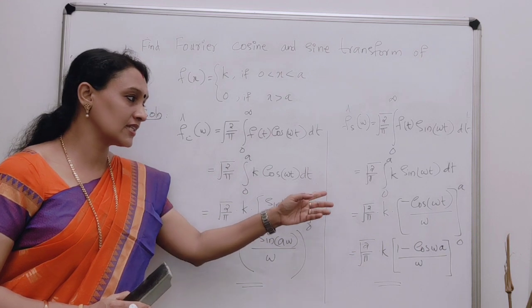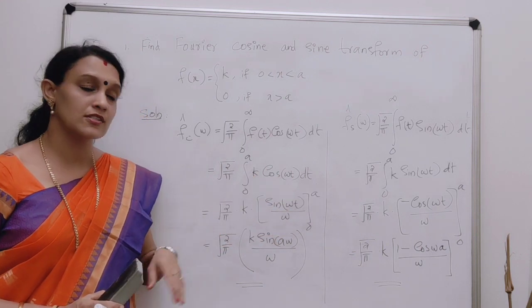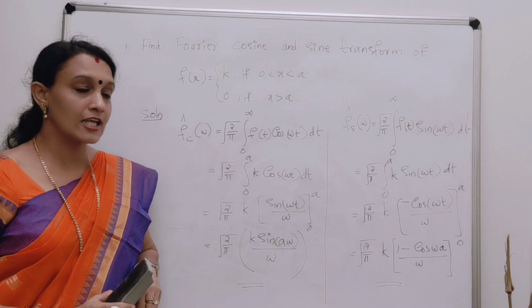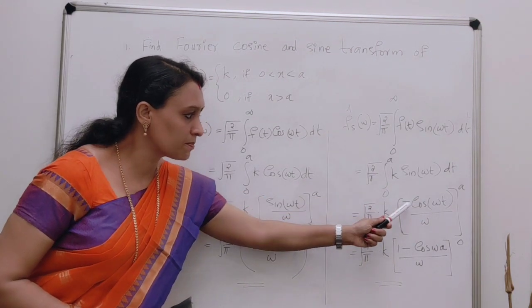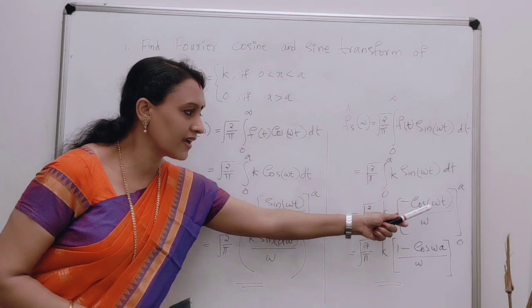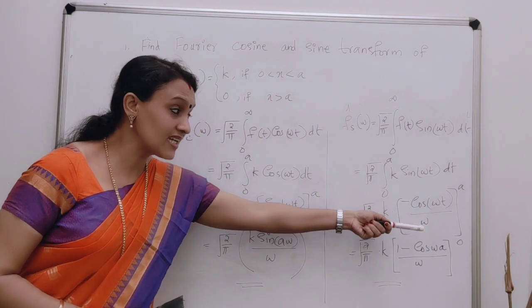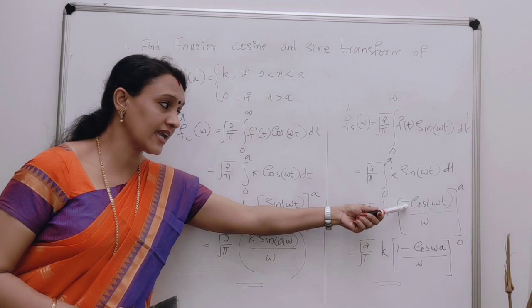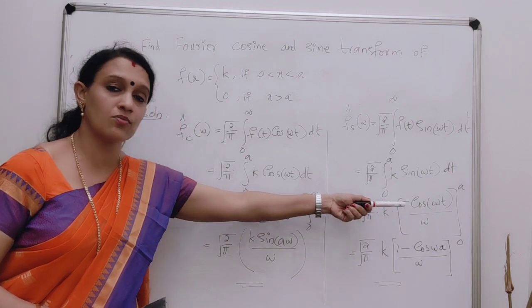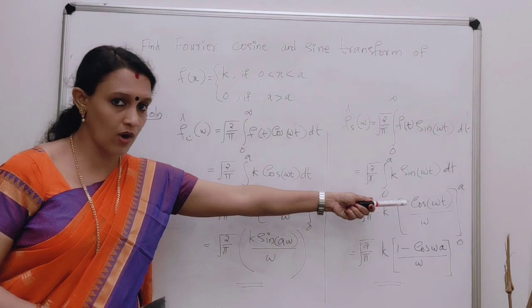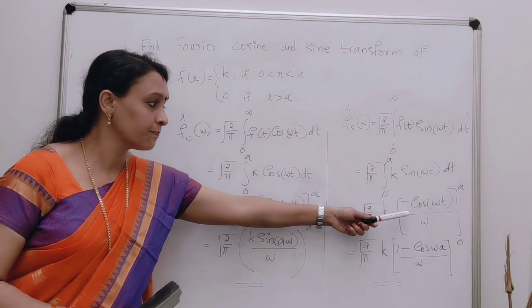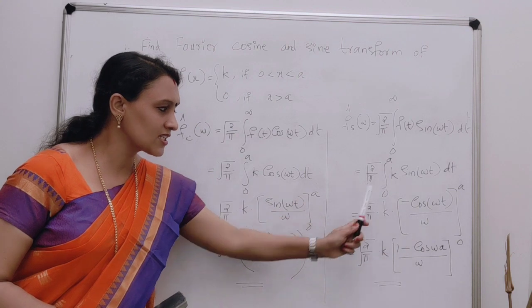In this case also, you first substitute the upper limit, then the lower limit. So when we put t equal to a, it is minus cos omega a by omega, minus the lower limit. So already one negative, again one more negative, so we have plus. Cos 0, the value is 1. So remember all these things. So in total, what is the final answer?